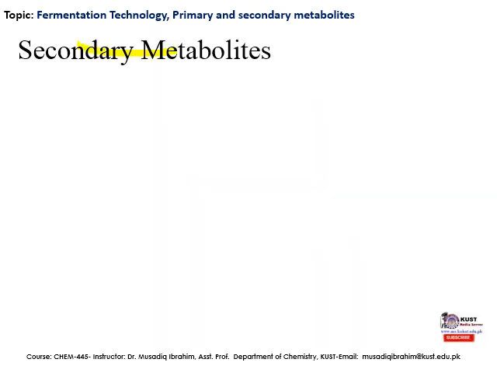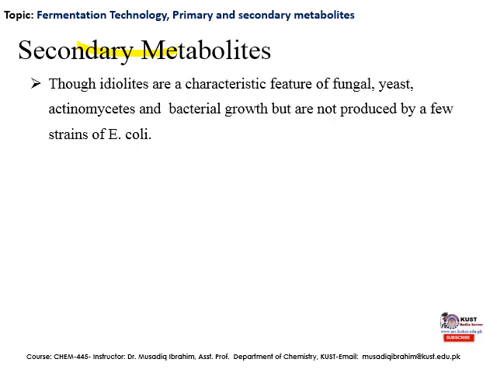Now the secondary metabolites, which are called idiolytes, are a specific or characteristic feature of fungal, yeast, actinomycetes, and bacterial growth, but in some instances they are not produced by a few strains of E. coli. E. coli stands for Escherichia coli. So it means that there are certain microorganisms which do not produce secondary metabolites, but most of the fungal, yeast, actinomycetes, and bacterial species produce the secondary metabolites.